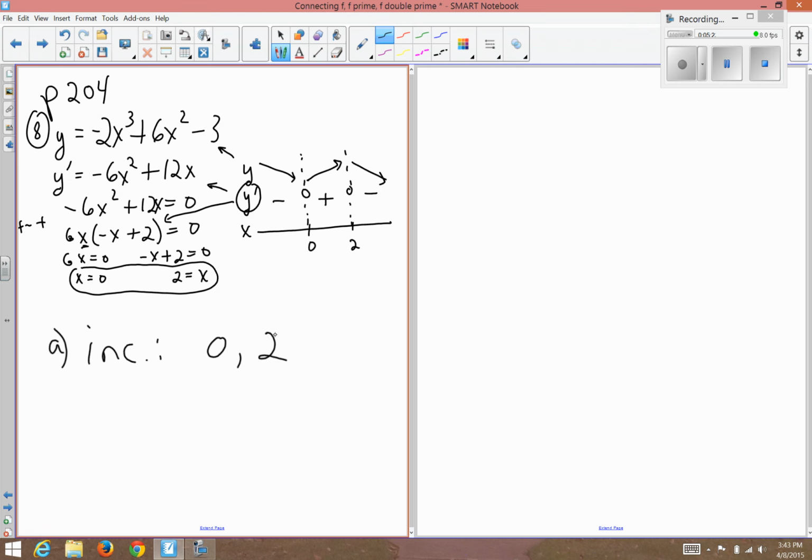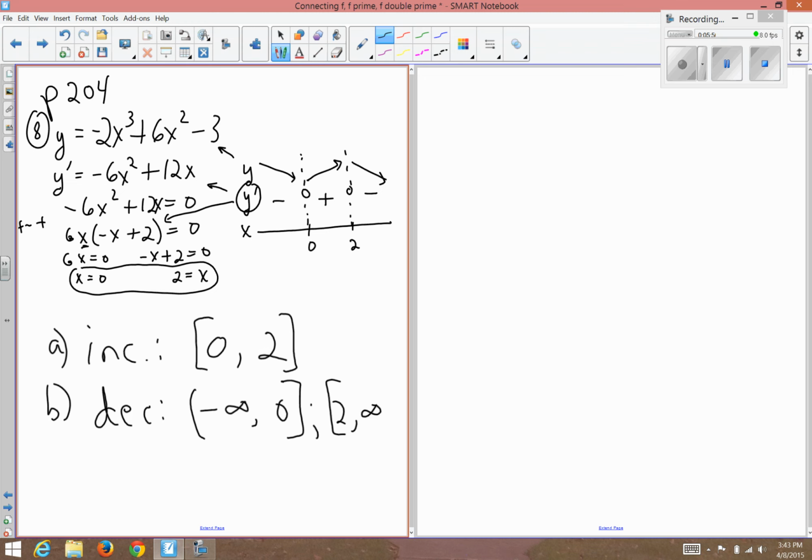These are both x values, the x interval from 0 to 2. Part B, find the intervals on which the function is decreasing. There's two of those, decreasing here, meaning from negative infinity up to 0, from when x is negative infinity up to when x is 0, round, square. Also decreasing going down from 2 to infinity. Square bracket, round. Part C and D we can't answer yet. We'll get back to those.